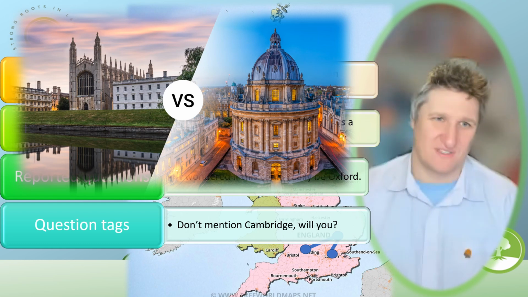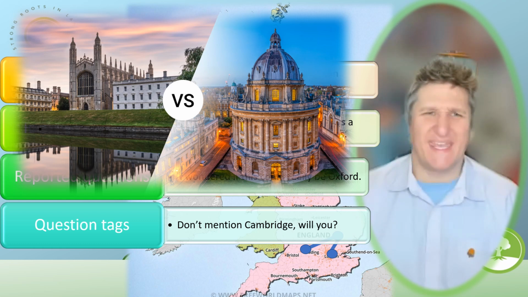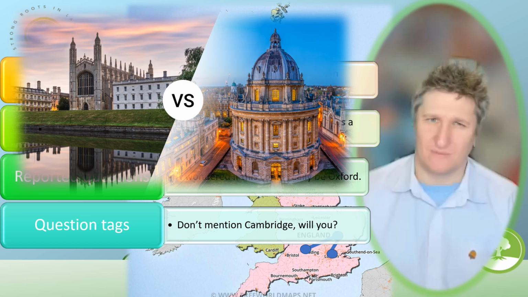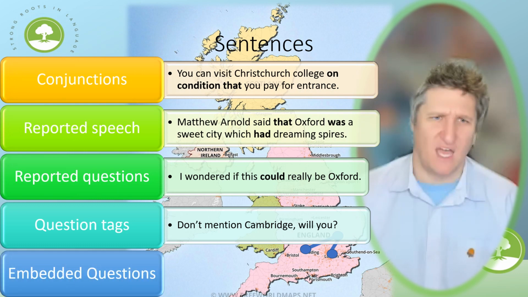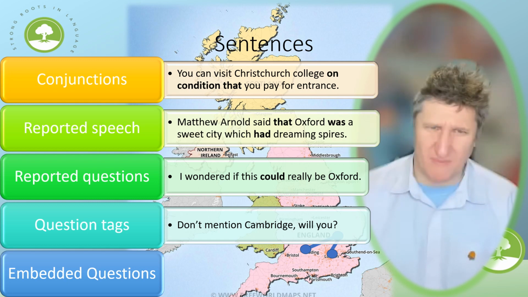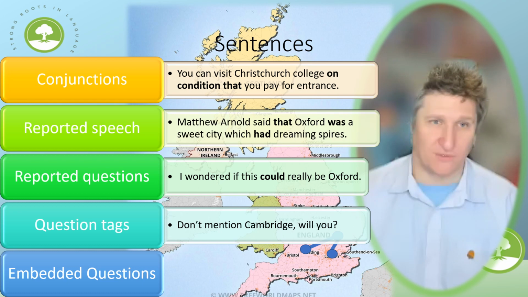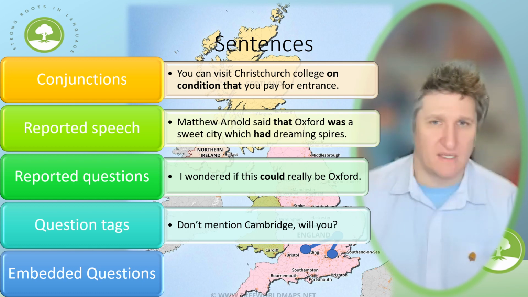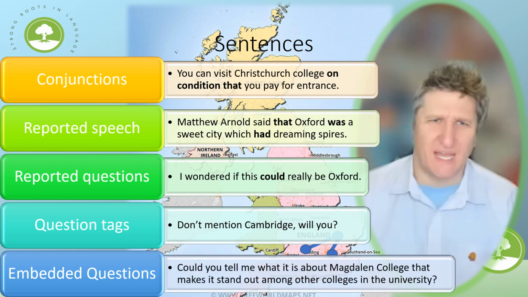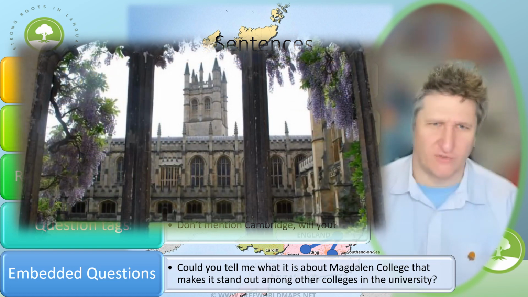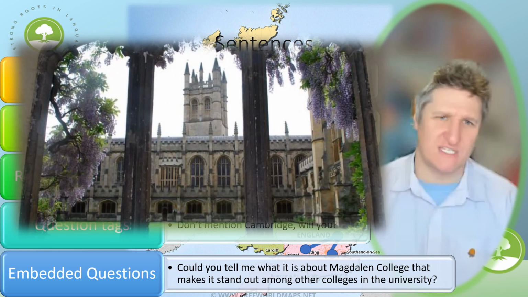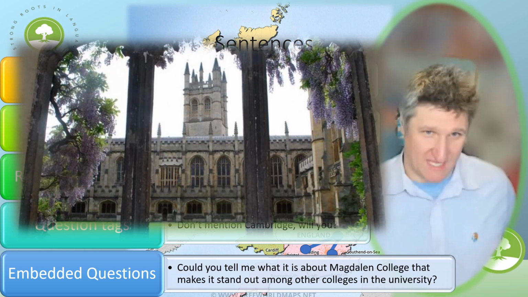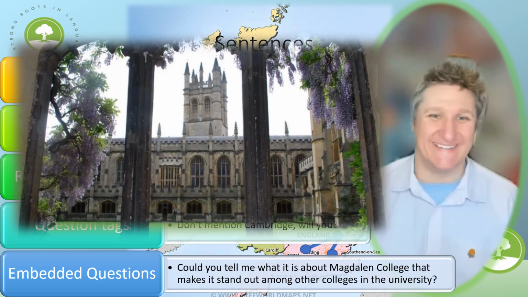While we're thinking about questions, don't forget about that ever so English trait of asking a question within a statement or another question. These are often introduced with phrases like, I wonder, could you tell me, do you know, can you remember, let's ask, we need to find out, I'd like to know, I'm not sure, would you mind explaining? For example, could you tell me what it is about Magdalen College in Oxford that makes it stand out among other colleges in the university? And then you can talk about the Deer Park, Oscar Wilde, and Narnia.